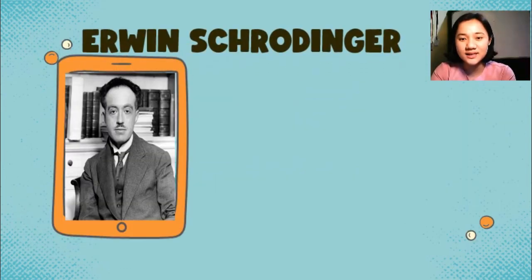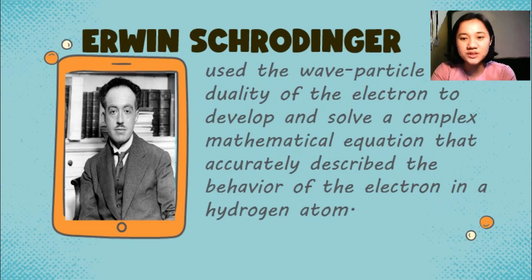Another scientist is Erwin Schrödinger. He used the wave-particle duality of electron to develop and solve a complex mathematical equation that accurately described the behavior of the electron in a hydrogen atom. So he used hydrogen atom in his study. Schrödinger wave equation replaced the Bohr ideas about electron location with an uncertain factor. He stated that electrons do not move in set paths around the nucleus, but in waves.